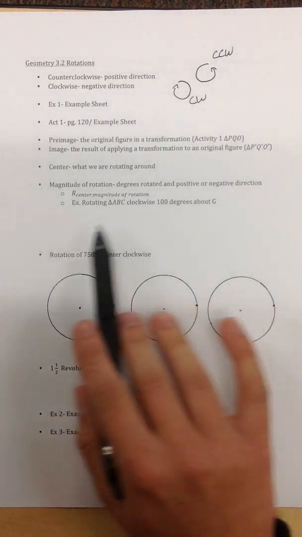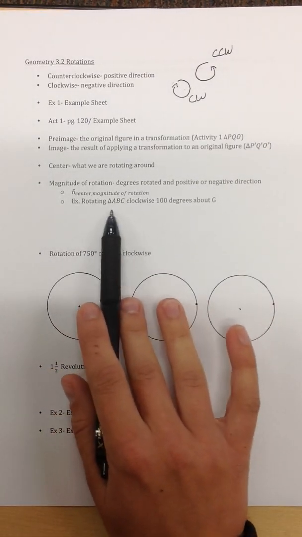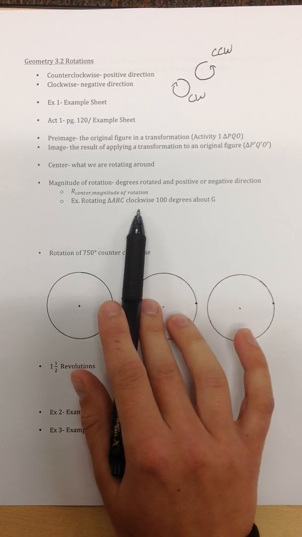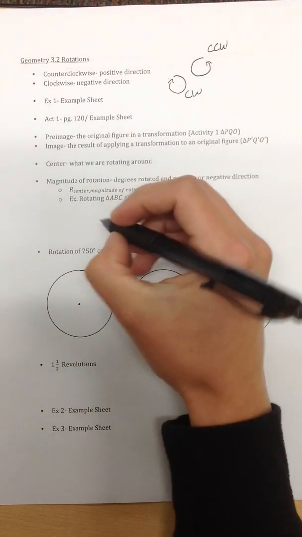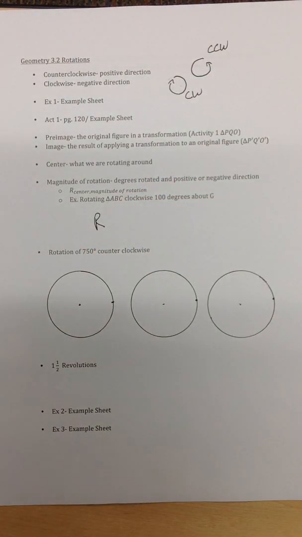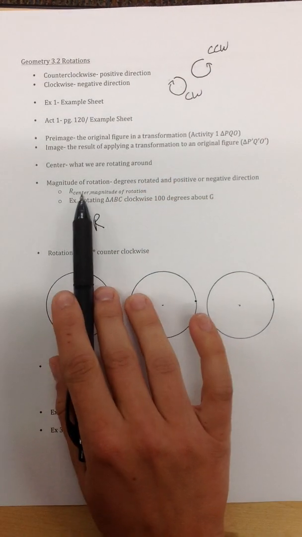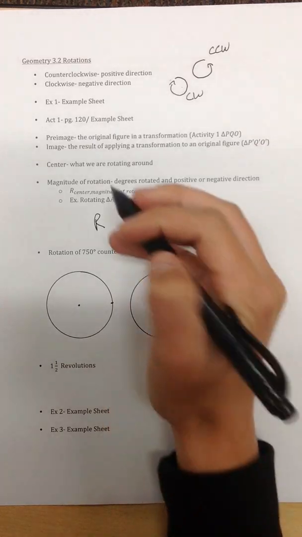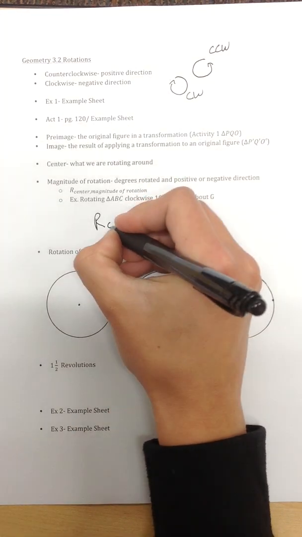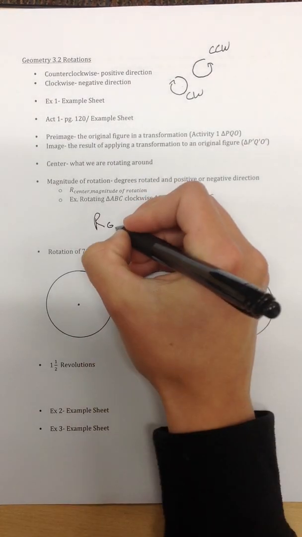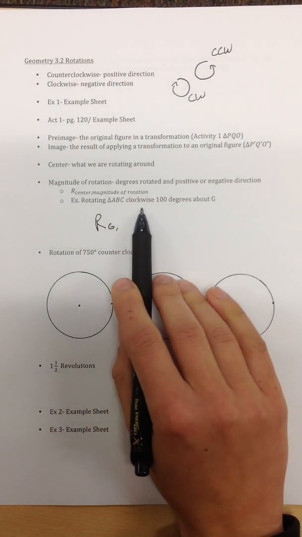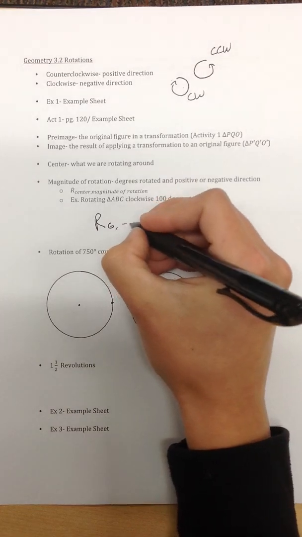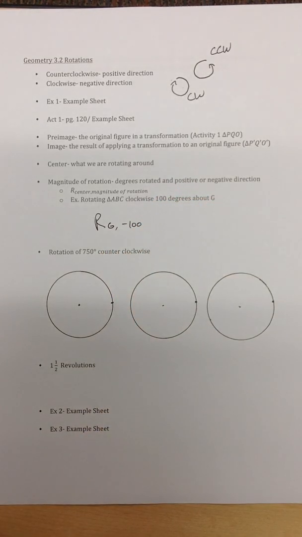So an example here, they want us to rotate some triangle ABC clockwise 100 degrees about G. Well, how we could write this out, we do a big R because we're doing a rotation. Our center that we're rotating around is G. So we do a little G here. And then the next thing is our magnitude of rotation. So since it's clockwise, that would be negative. And then our 100 degrees.